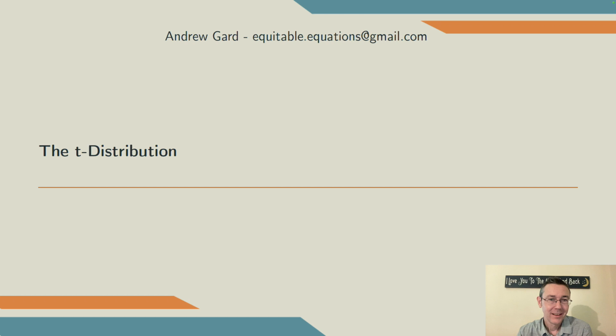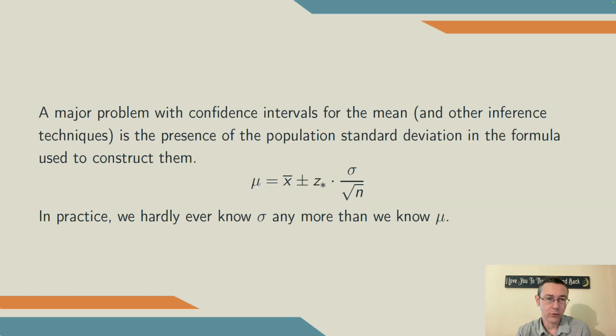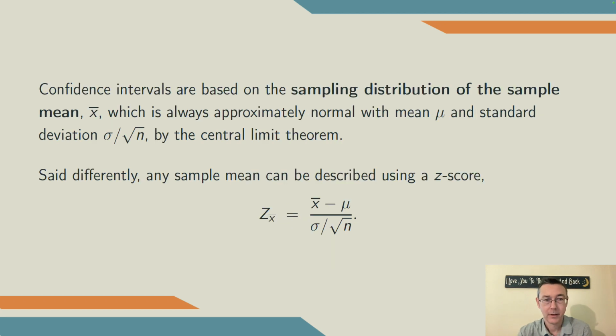Hey everybody. Today we're talking about the t-distribution. So, to start with a little bit of motivation. A major problem with confidence intervals for the mean and other inference techniques is the presence of the population standard deviation sigma in the formula that's used to construct them. And in practice, we hardly ever know the population parameter sigma any more than we know the population parameter mu.